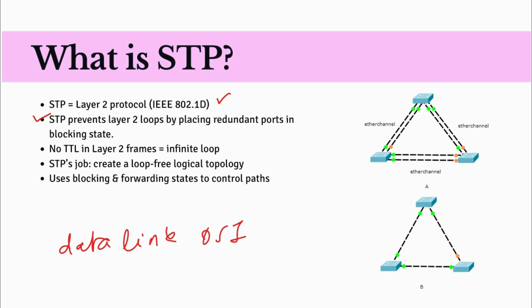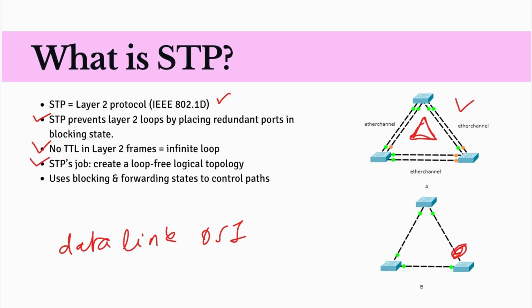As you can see in this image, there are three switches connected to each other, and here it is creating a loop. By enabling STP, you can see the port is blocked here. Because of that, we achieved a loop-free logical topology. So basically, STP does one thing: it does not let a loop get created. No time to live in a layer 2 frame is equal to an infinite loop. Okay. STP's job is to create a logical loop-free topology.